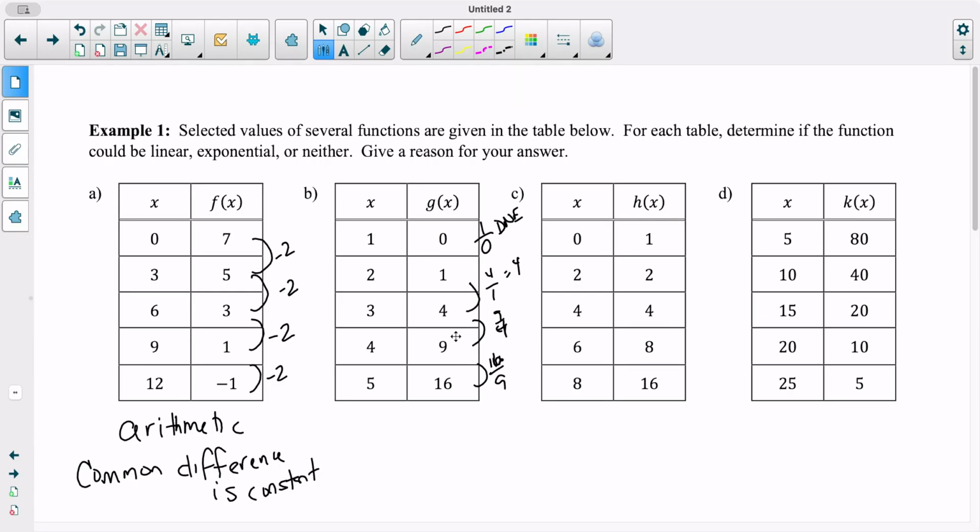It's not going up by the same amount every time. And in this case, it's not geometric at all. In fact, if you recognize it, it's quadratic. Because if you took your first differences, then your second, they would match.